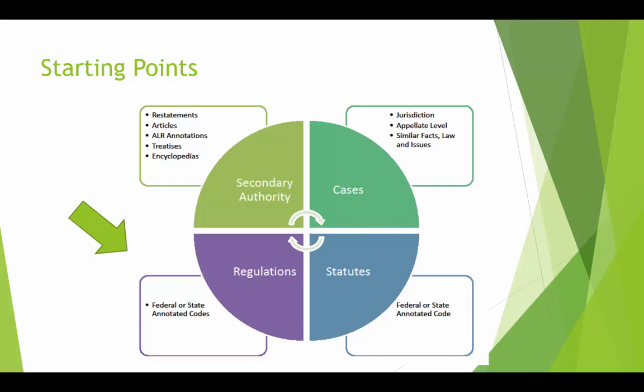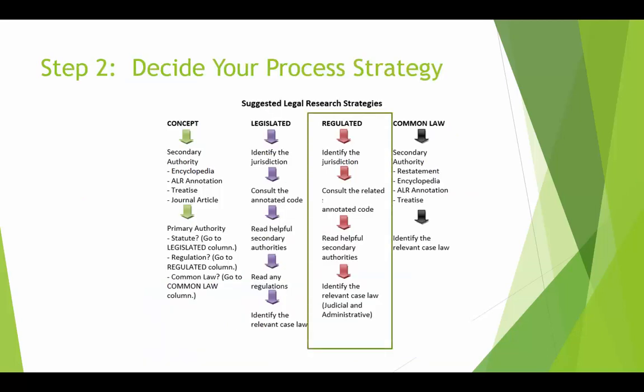which is one of the 4 starting points. You may start in one of the others and find yourself in regulations, or vice versa. If you are starting with regulations, you want to make sure you're in the right jurisdiction. You consult an annotated code, which at this point for Hawaii and for the federal regulations really is only Westlaw. Don't forget to read the helpful secondary authorities that West points you to, or that you find on your own, and you'll want to identify the relevant case law, both judicial and administrative. Even if the administrative is not precedential, it does represent the viewpoint of the agency, who does receive extreme deference from the judicial branch.